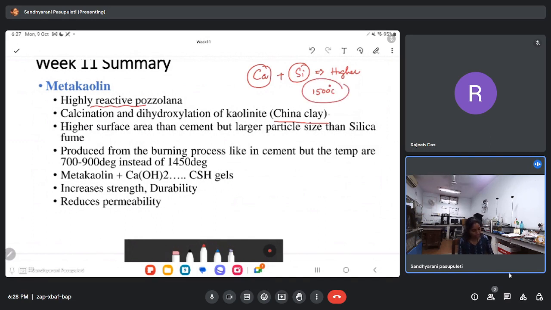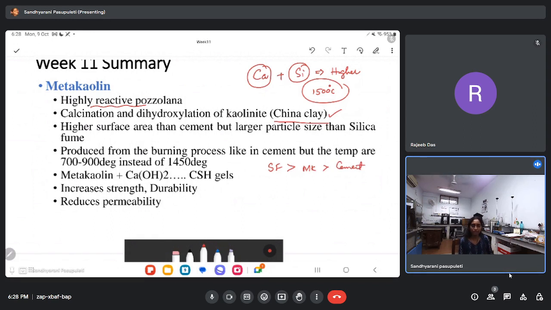So here, if we have China clay, and we subject that China clay to calcination, the kind of material which we obtain would be metakaolin. This metakaolin also has a higher surface area than the cement, but the surface area of metakaolin is lesser than the surface area of the silica fume. Therefore, if we discuss the order, silica fume has the higher surface area, followed by the metakaolin, followed by the cement. So, what is the major difference?